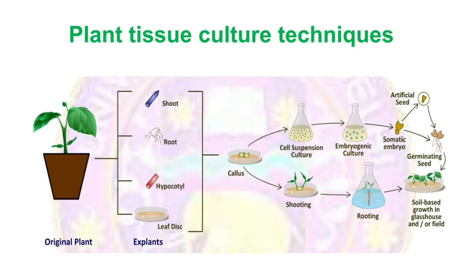So from the explant, the callus is formed. From the callus, the shoots arise, then roots are formed. At last, the complete plantlets are formed. So this is about the tissue culture techniques.